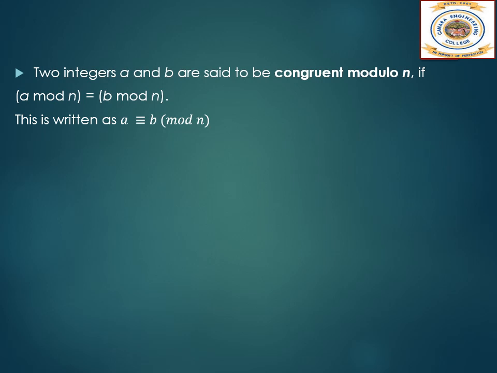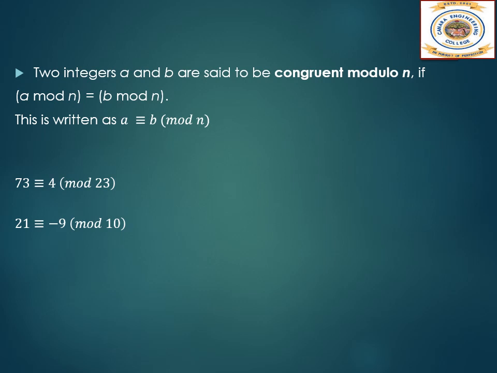Two integers a and b are said to be congruent modulo n if a mod n is equal to b mod n. This is written as a is congruent to b mod n. Now let us understand this by taking an example. So here we have 73 is congruent to 4 mod 23. Now what you do is you divide 73 by 23. When you divide that, the remainder you get is 4. So it is written as 73 is congruent to 4 mod 23.